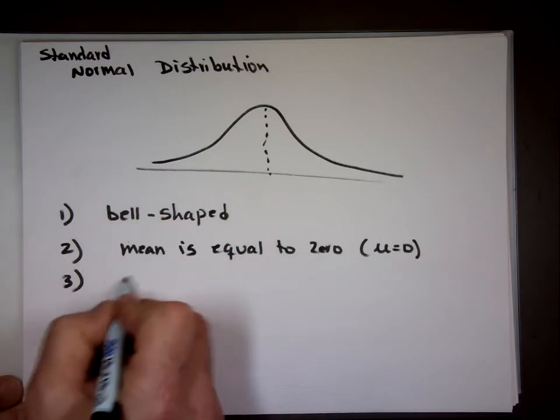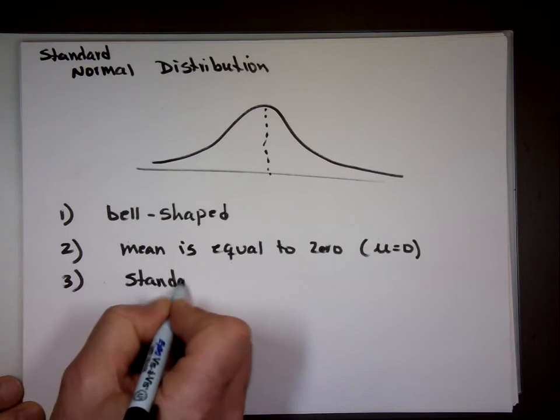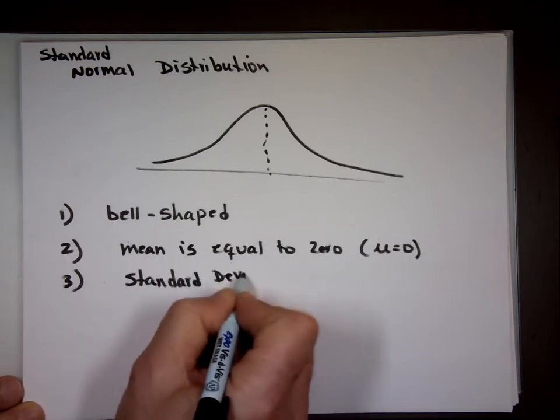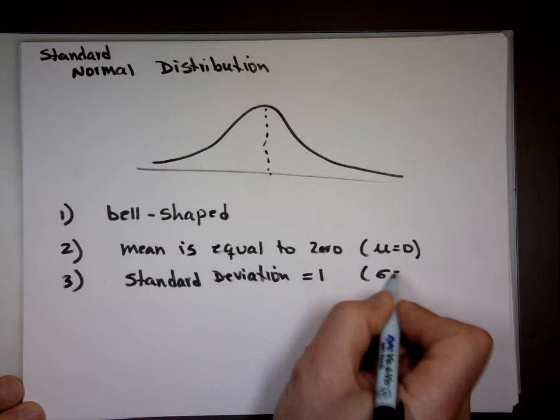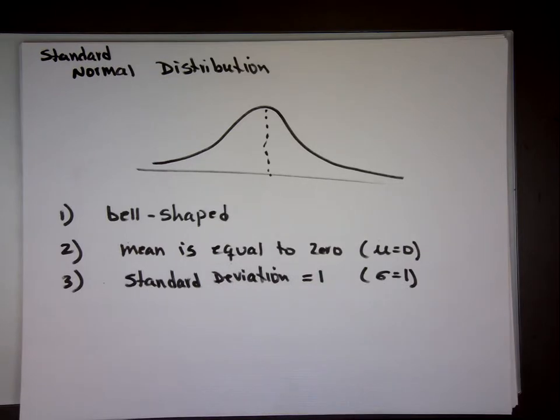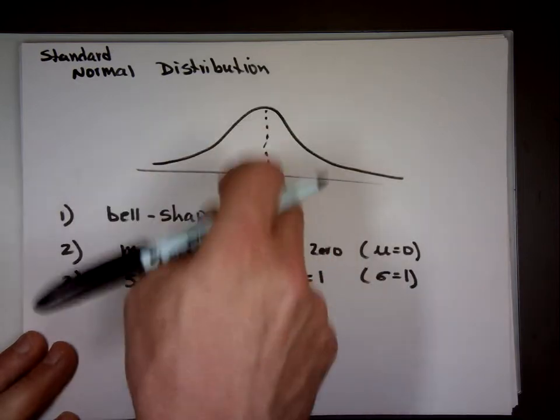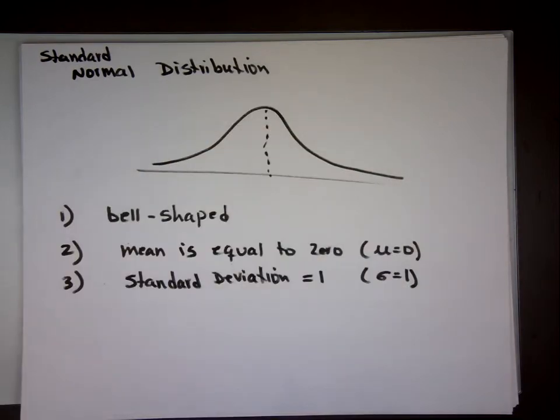Another thing about that shape, the standard deviation equals 1. So sigma equals 1 for it. So when we talk about standard normal distribution, we're talking about a graph that looks like this with the mean being 0, the standard deviation being 1. And soon enough, this shape becomes a probability. And the area under that becomes the probability of some event.